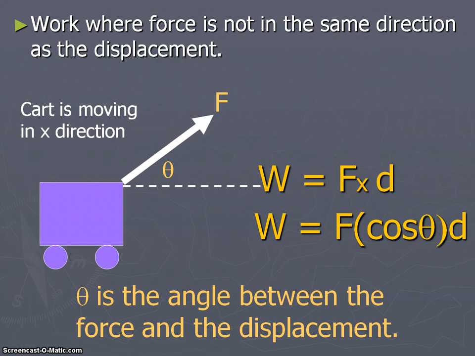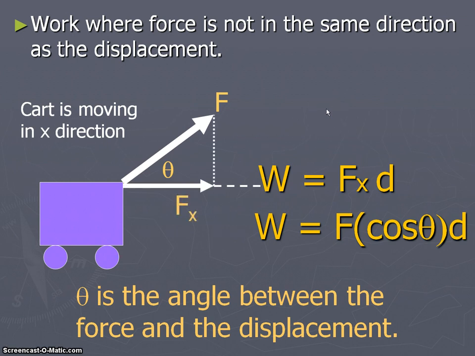Now, the slightly tougher question: what if the force is not in the exact same direction as the displacement? What if it's at an angle? For instance, let's say I'm pulling a cart at an angle and the cart is moving horizontally. Well, the equation changes slightly. Instead of work equaling force times distance, it's actually force times the cosine of theta times the distance, where theta is the angle between the direction of motion and the direction of the force.